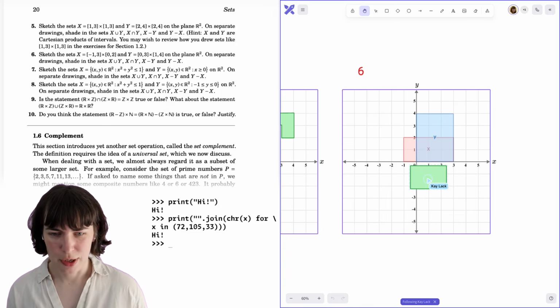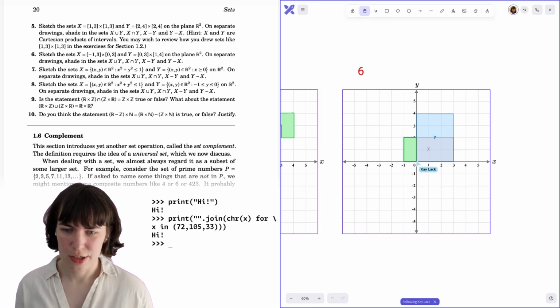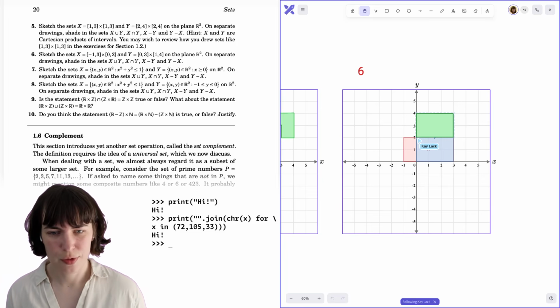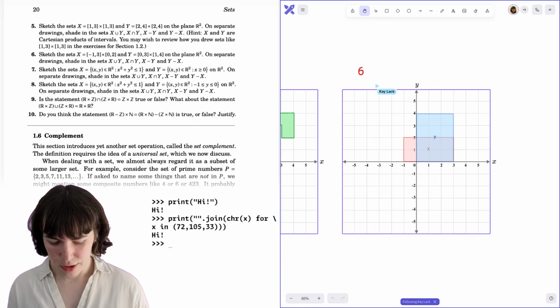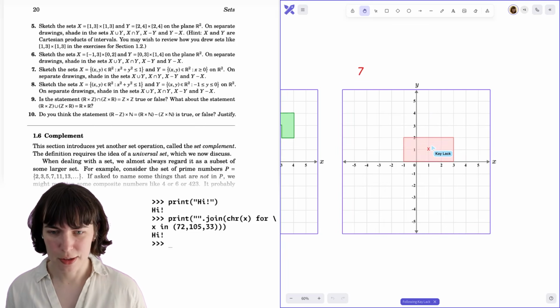X minus y will look like this with a little dotted line down the right hand side. And then for y minus x, we've got this with a dotted line along the bottom. So that feels fairly straightforward. Let's reuse this diagram for number 7. Oh, no, we might need those.